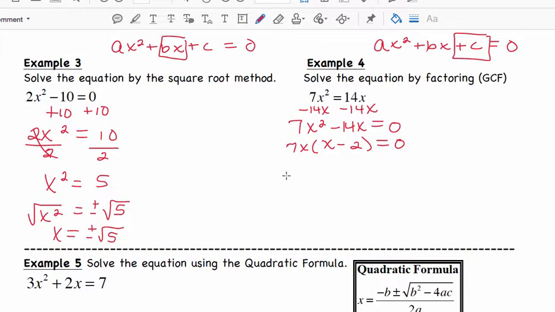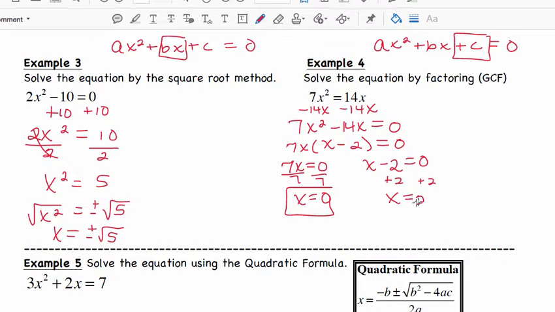And then once you have it all factored up, you're going to take each factor and set your factor equal to 0. So each factor separately gets set equal to 0 in a mini equation. And when you solve the first equation, you just simply get x is equal to 0. And then this second equation, you're going to add 2, and you get x is equal to 2. Okay, so those are your solutions, 0 and 2.